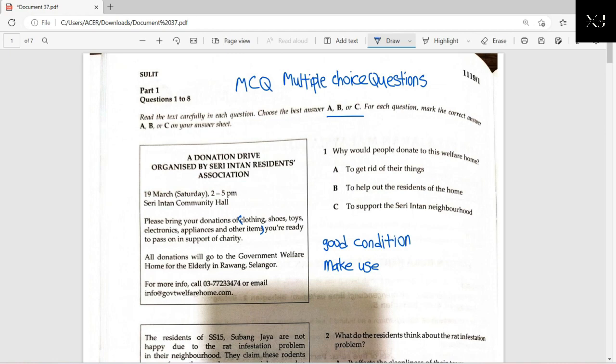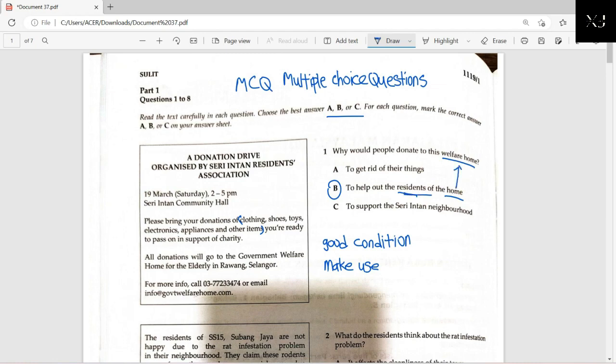Okay, let's see. Number 1, why would people donate to this welfare home? So what is their purpose? Okay, our answer is actually B, to help out the residents of the home. Residents, before I explain residents, I explain home first. This home is not your house, okay? It means the welfare home, okay?